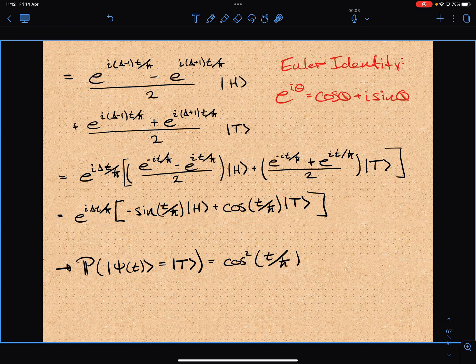And at the end, what I obtain is that the probability of being in the tails state at time t is the norm squared of this coefficient. The norm squared of this times this, but this has norm 1. So it's just going to be cosine squared of t over h bar. Any questions?